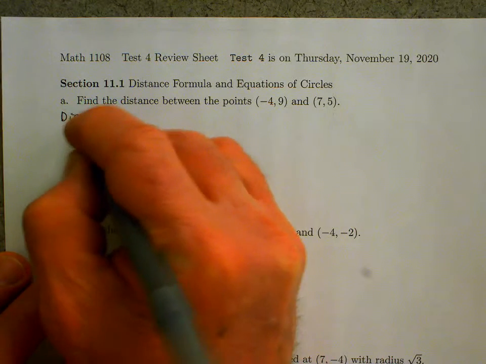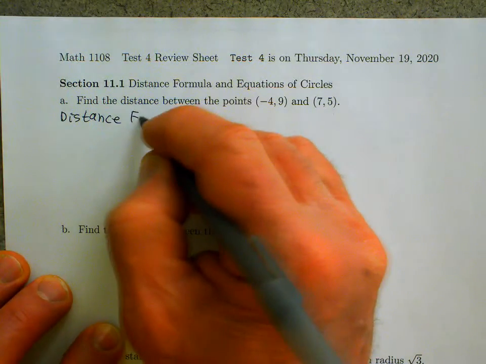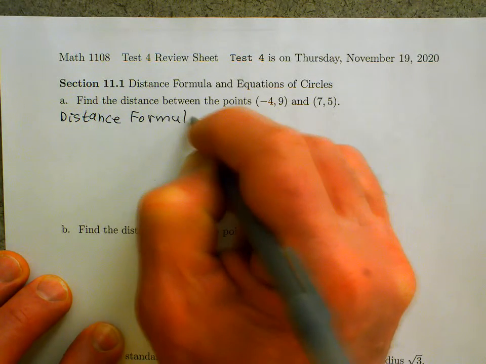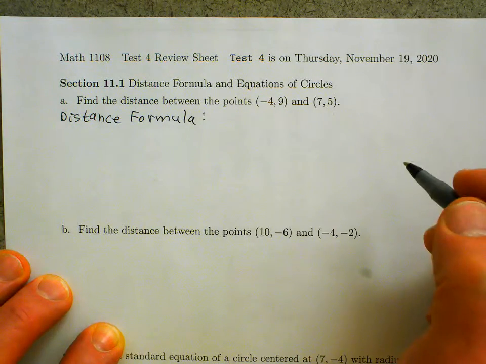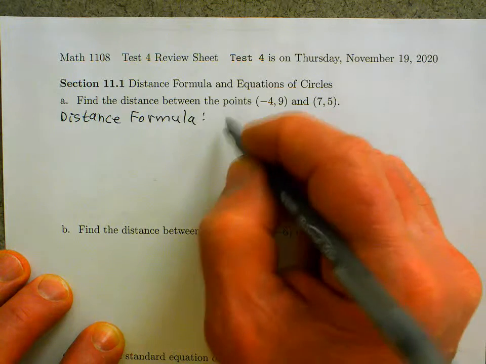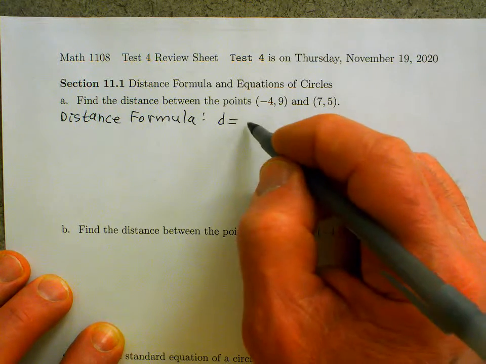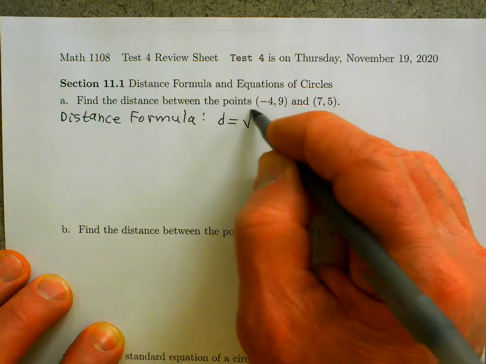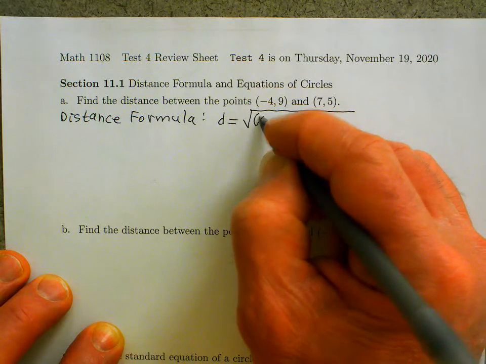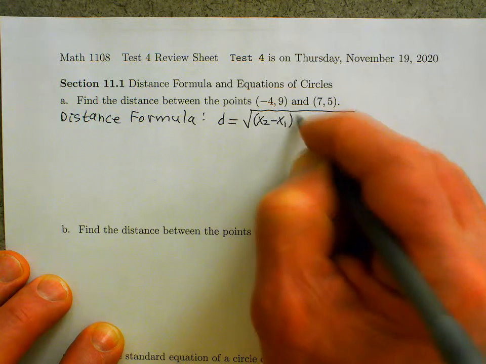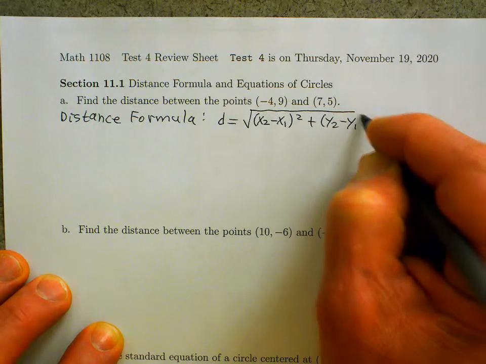So I'll write down the distance formula. Make sure that you have this memorized, distance formula. Or if you don't want to memorize it, you can always derive it by using the Pythagorean theorem. But the distance between points x1, y1, and x2, y2 is the square root of the quantity x2 minus x1 squared plus y2 minus y1 squared.